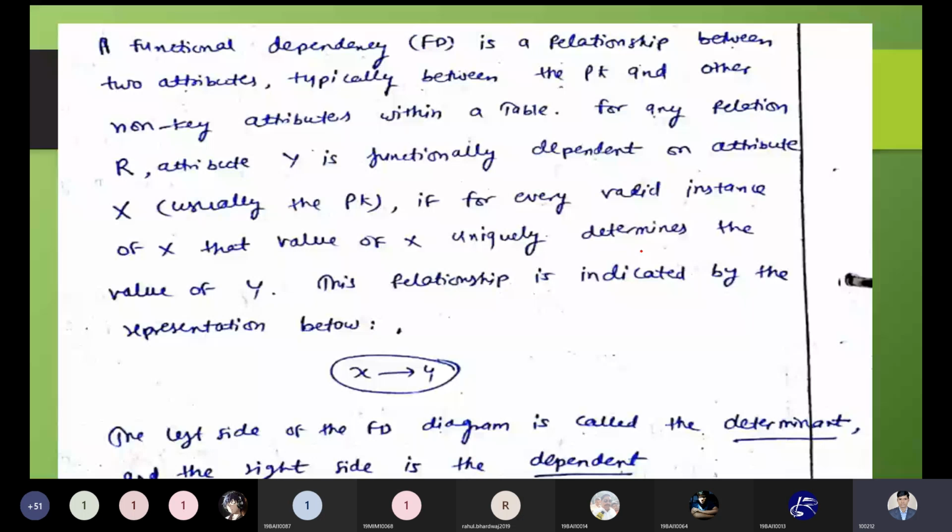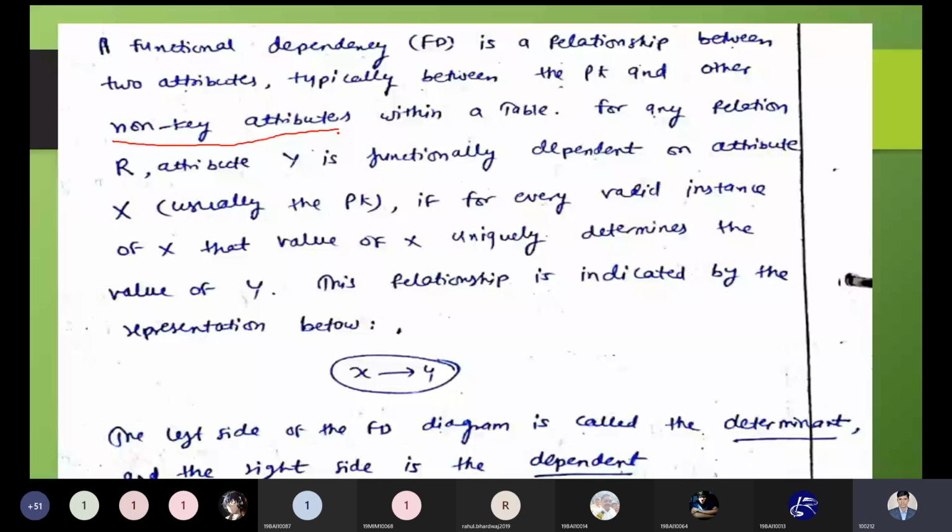Now you can read over here that a functional dependency is a relationship between two attributes, typically between the PK and other non-key attributes. Non-key attributes means an attribute like name. Name will always be a non-key attribute, because your name is like XYZ, and your friend can also have the same name. So your name can't be a key, but it can be treated as a candidate key only.